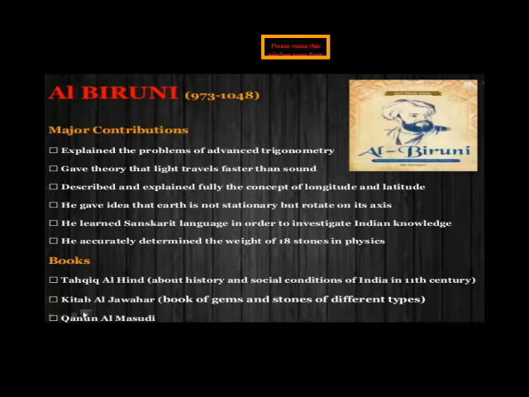Now the second book he wrote is Kitab al-Jawahir. Al-Jawahir studies gems and stones, so Kitab al-Jawahir is about gems and stones of different types. He also wrote a third book, Qanun al-Masudi. He also explained longitude and latitude, and also the different histories of objects.